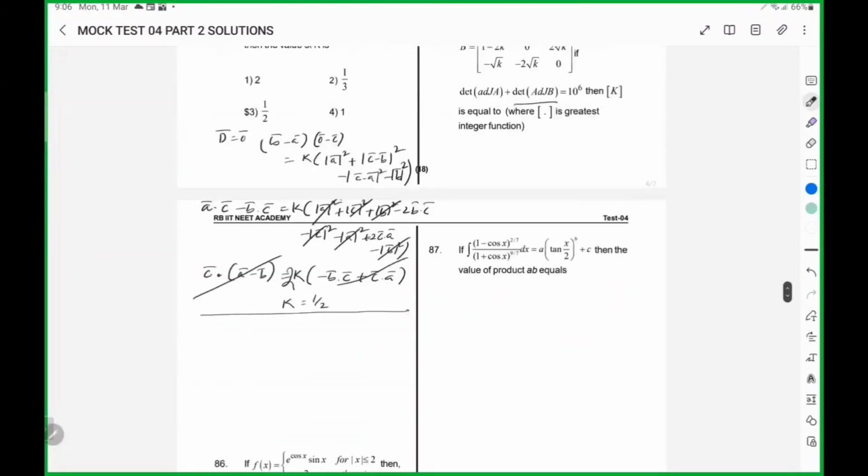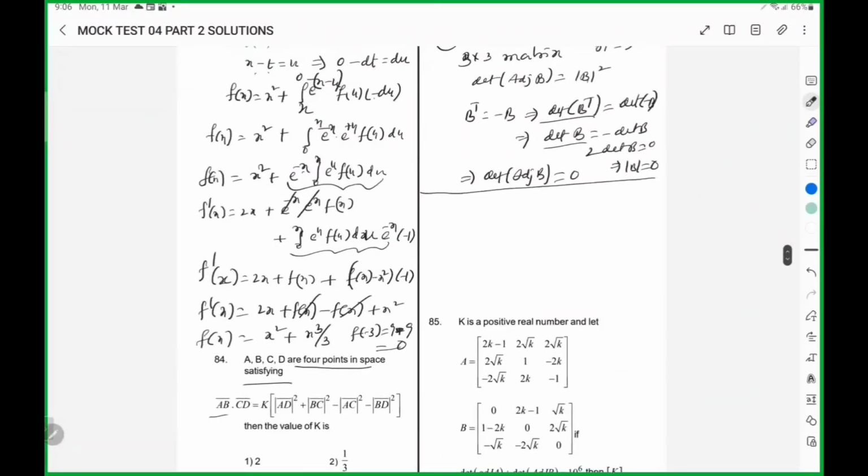Now left over for us is this part A. Take root K as A. A becomes 2A square minus 1.